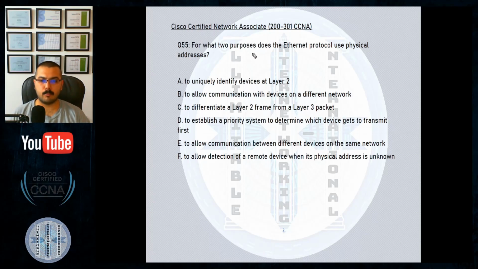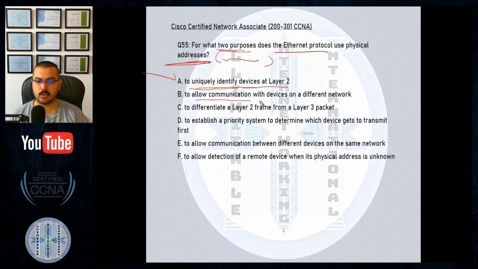For what two purposes does the Ethernet protocol use a physical address? Why would the technology use a MAC address? To uniquely identify devices. For what two purposes? There is no "choose two" here. This is just bad typing, but it should be "choose two". Okay, so to uniquely identify devices at layer 2, yes.